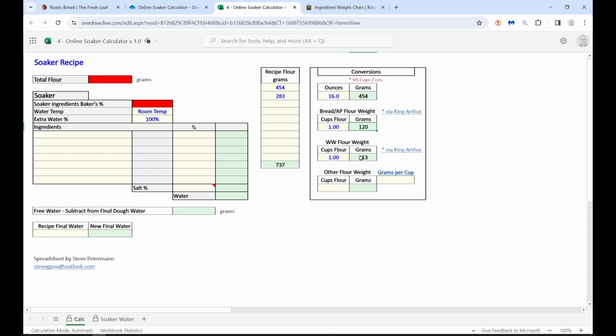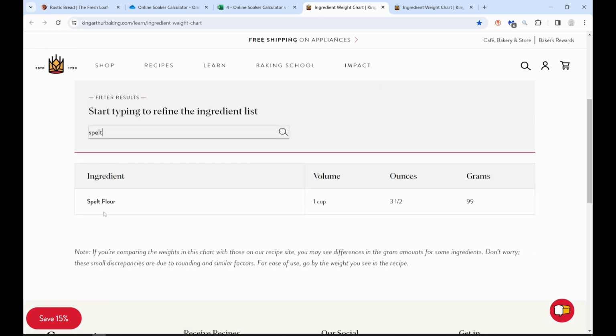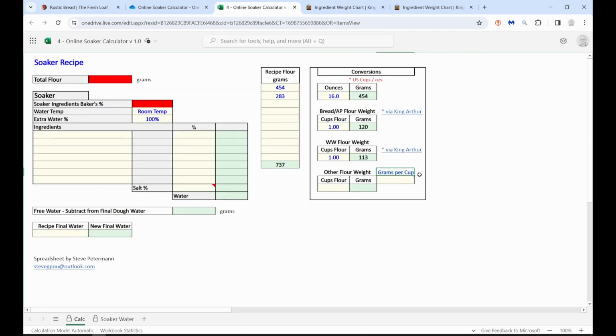Now it could be that you're using a flour that is neither bread or whole wheat, and that's what this section is for. So let's go here, back again, and let's say that you want to use spelt. Spelt flour is 99 grams per cup. So we put in 99 here, and 1 cup, or let's say 1.5 cups, is going to weigh 149 grams. So that's how this is used.